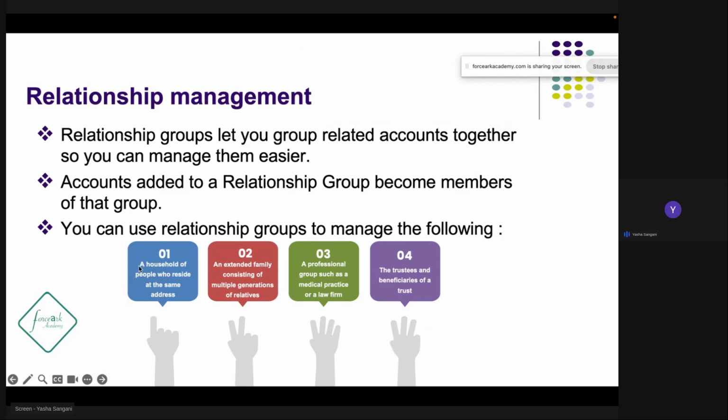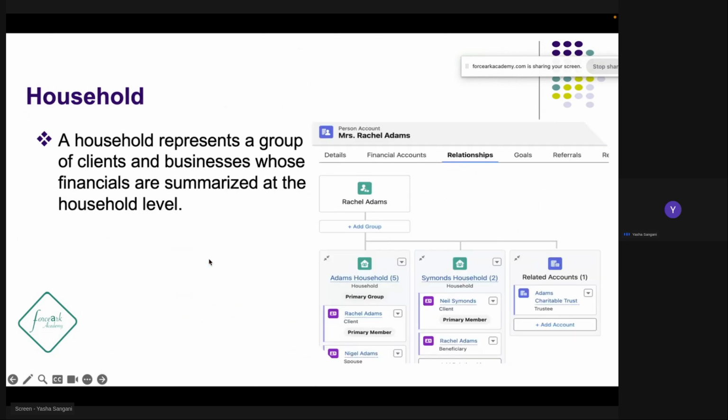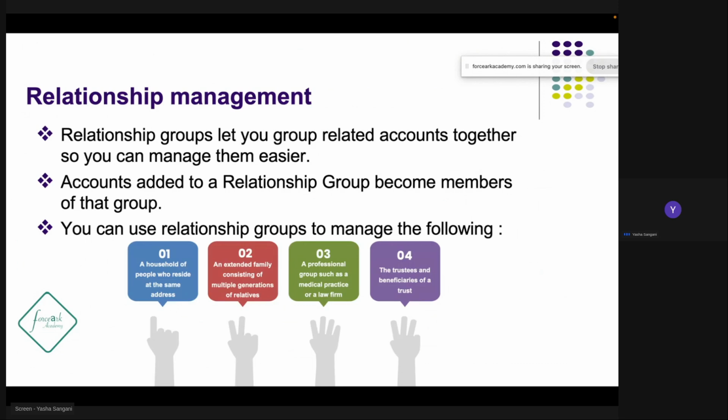For example, if we take a household of people who reside at the same address, this can be grouped and mapped with the relationship management. Another example can be an extended family consisting of multiple generations of relatives. The third group can be a professional group such as a medical practice or a law firm.